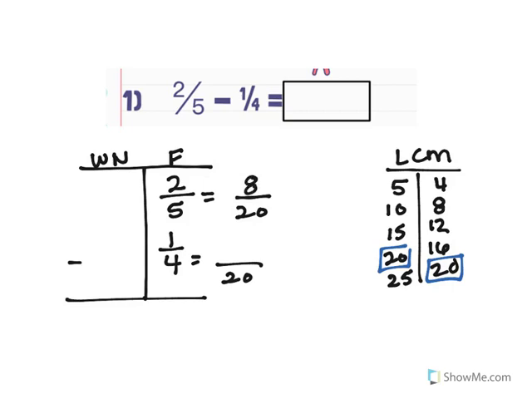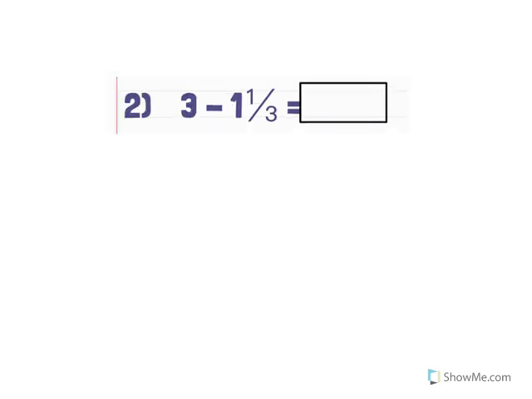We're going to do the same thinking down below. We know 4 times 5 gets us 20, so 1 times 5 gives us 5. Now we're ready to subtract. 8 twentieths minus 5 twentieths is 3 twentieths. So our difference was 3 twentieths. Let's try another problem.